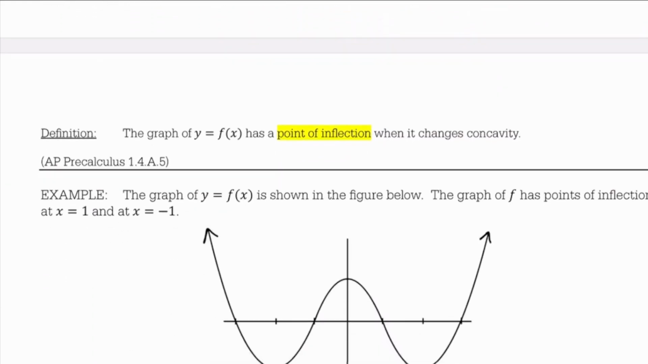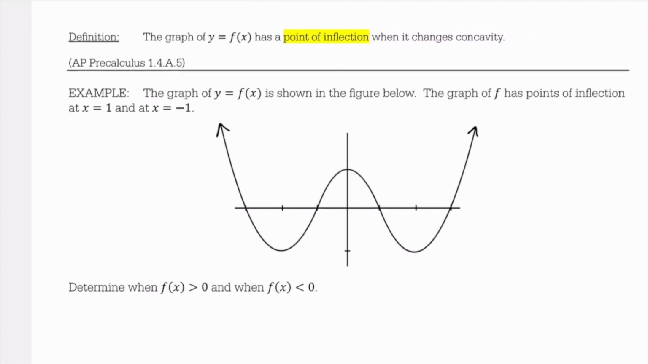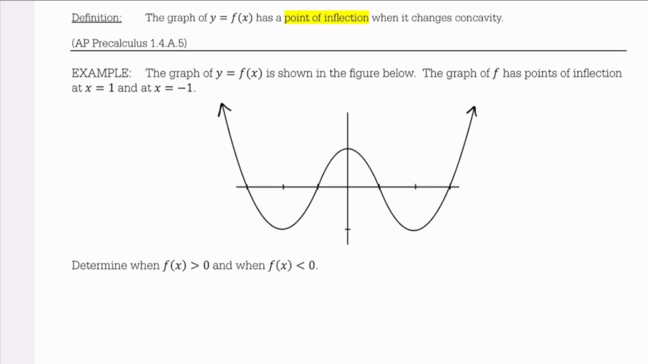All right, now a point of inflection is just going to be a place where the concavity changes, where it changes from concave up to concave down, or from concave down to concave up. Okay, so they're saying the graph of y equals f of x is shown in the figure below. The graph of f has points of inflection at x equals 1 and x equals -1. Let me show you what I mean.